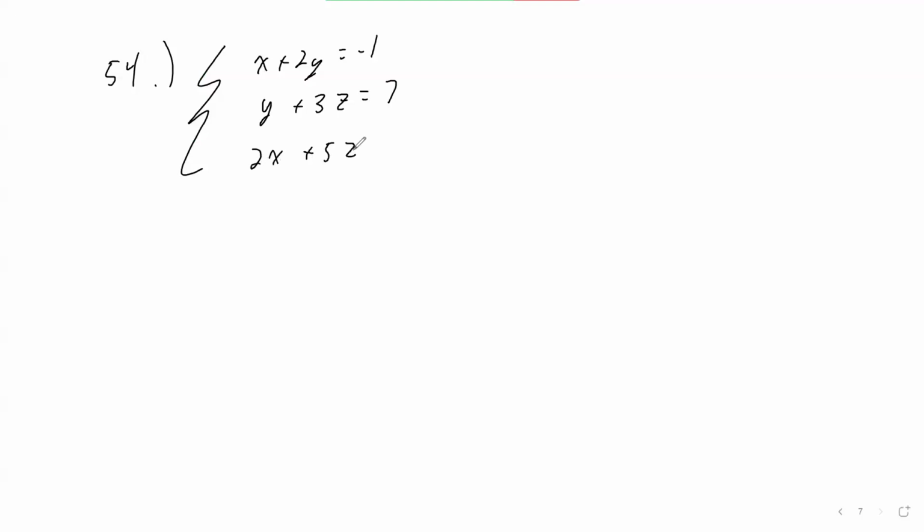Alrighty, one last one. Let's look at three-dimensional space. So let's look at 54. We have x plus 2y equals negative 1. We have y plus 3z equals 7. And then we have 2x plus 5z equals 21. So Cramer's rule is the same. However, let's rewrite this as a complete matrix so we can see it a little bit better. So this will be 1, 0, 2, 2, 1, 0, 0, 3, 5. And this would equal negative 1, 7, 21.